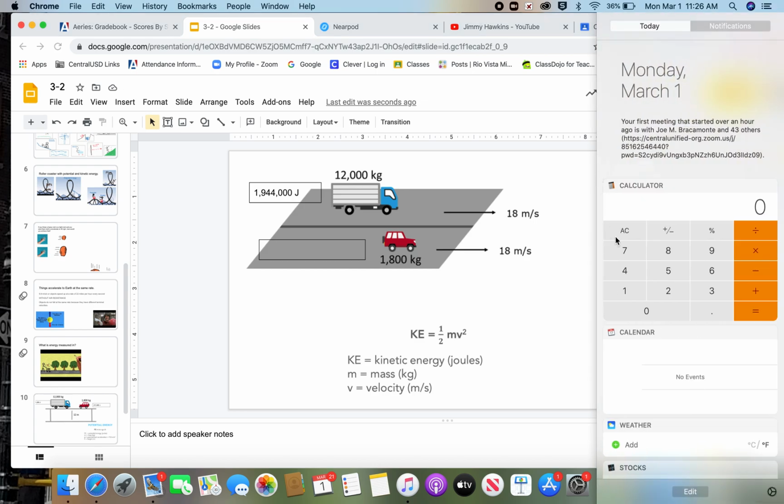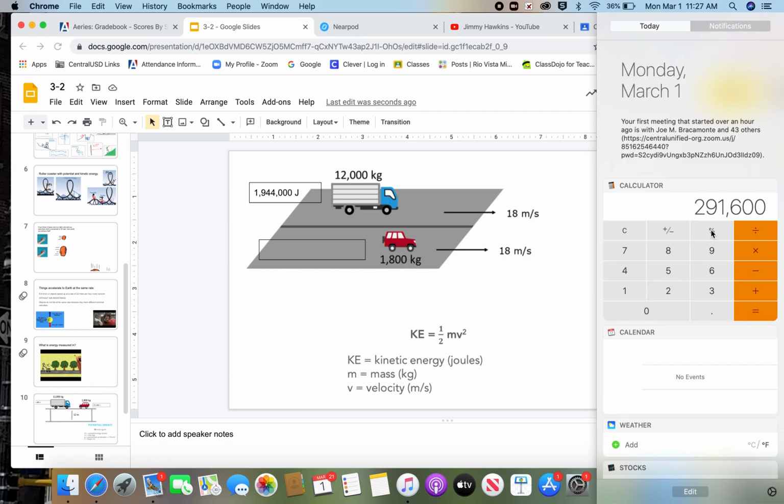And so now for the car, we do the same thing. Let's get the calculator back out. It's traveling the same speed, so we're going to do 18 times 18. And then the mass of the car is only 1,800 kilograms. Oops, I got to redo that. Let's do it again. 18 times 18. And then let's go ahead and multiply that by the mass of the car, which is 1,800. And then I'm going to take that and cut that in half, or multiply it by half, and that's going to be the same as dividing it by 2.